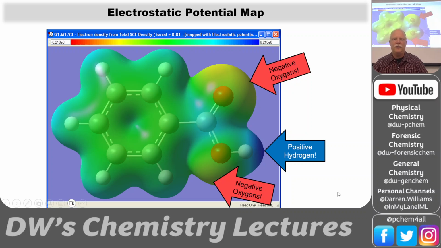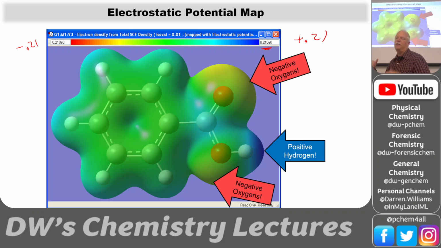This is benzoic acid. And so naturally you see the negative oxygens and the positive hydrogen. Look how blue that one is. And it's actually positive. This is plus 0.21 is the deepest blue, and this is minus 0.21 charge units where the deepest red is. And so this whole map is then mapped out between those two endpoints. So that's a pretty handy tool.